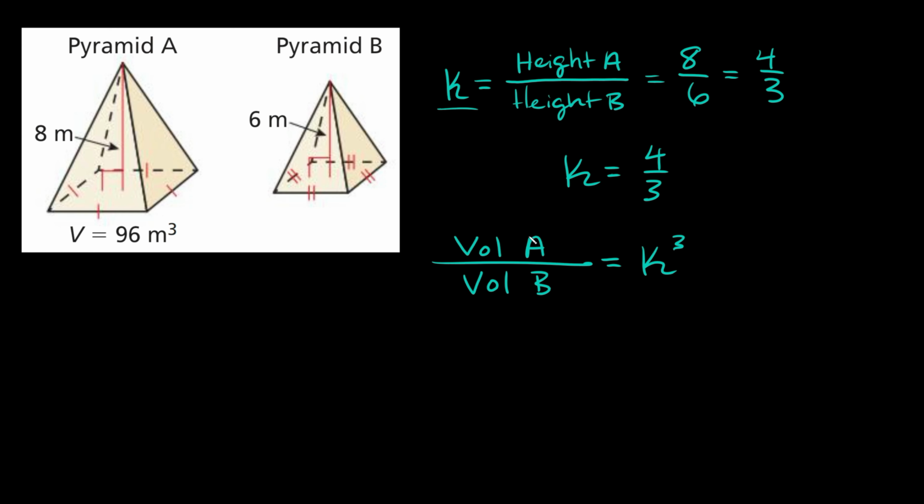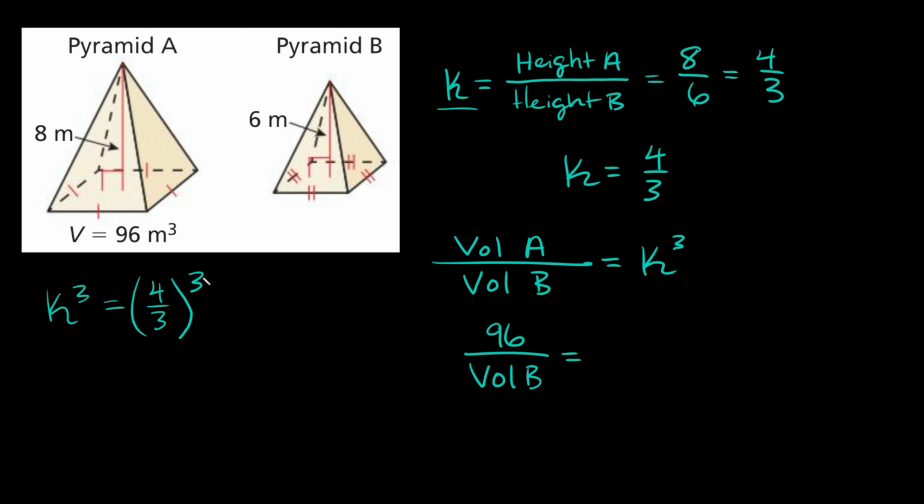First of all, we know the volume of Pyramid A. It's given as 96, so we'll plug in 96 on top. And we don't know the volume of B. That's what we're looking for, the volume of Pyramid B. And again, that's going to be equal to k cubed. Now, k cubed, let's just work that out over here. We already found what k is equal to, 4/3. So k cubed is going to be equal to 4/3 cubed.